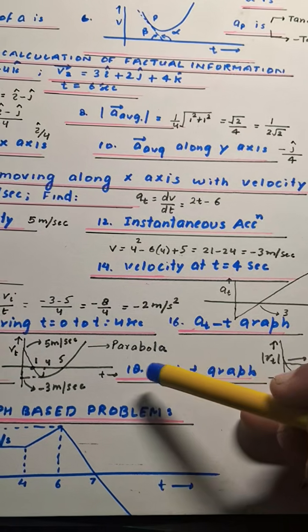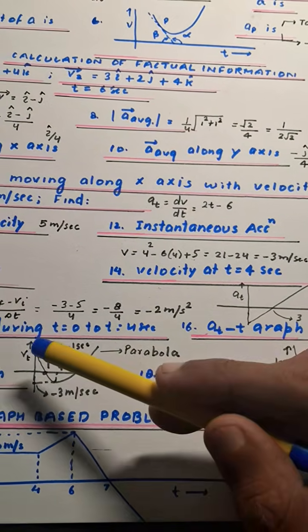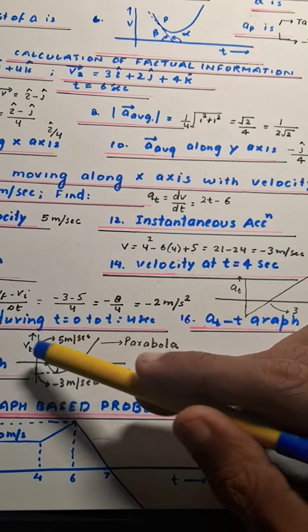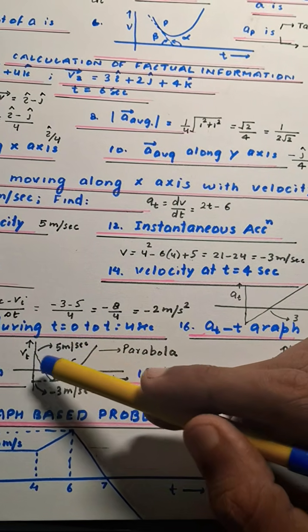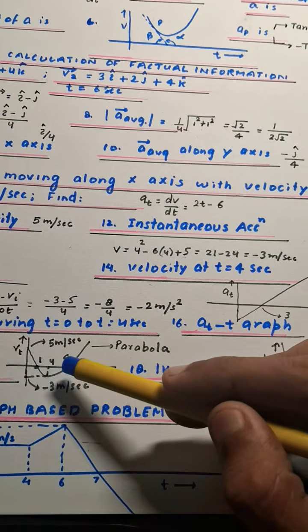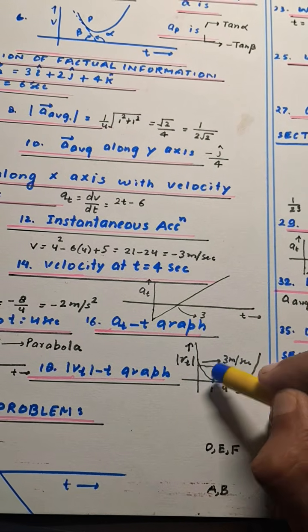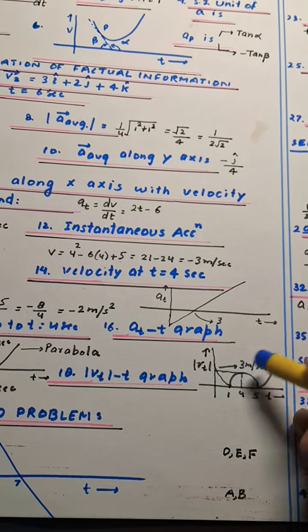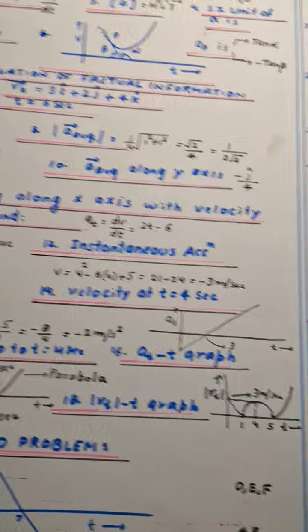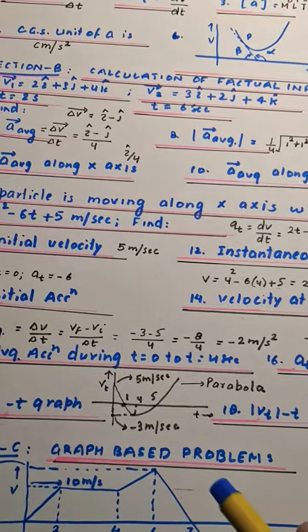For finding the graph of the magnitude, or the modulus function, just take the inverted image of the part where velocity is negative. So in this interval from 1 to 5, velocity is negative, so just take its reflection about the t axis, so the graph will be like this, and that will be the speed time graph for this particular case.